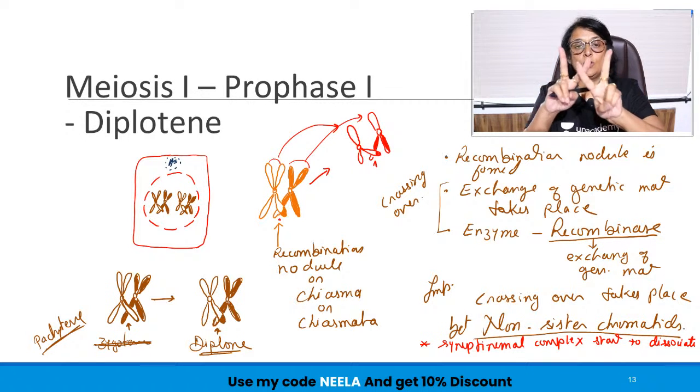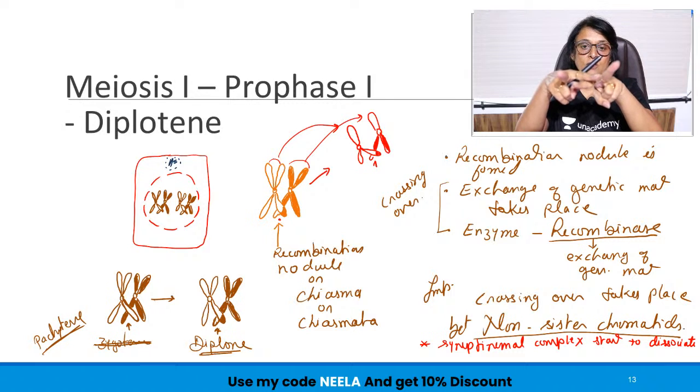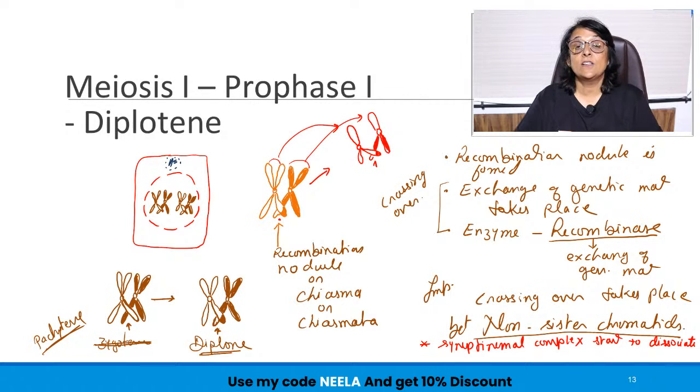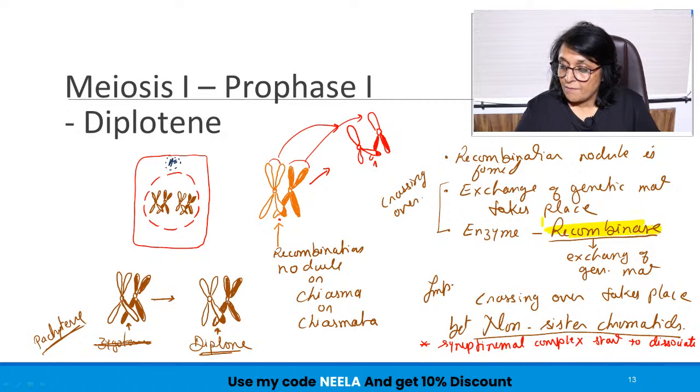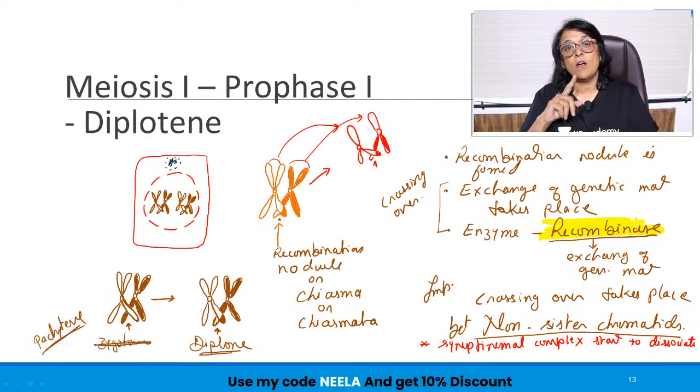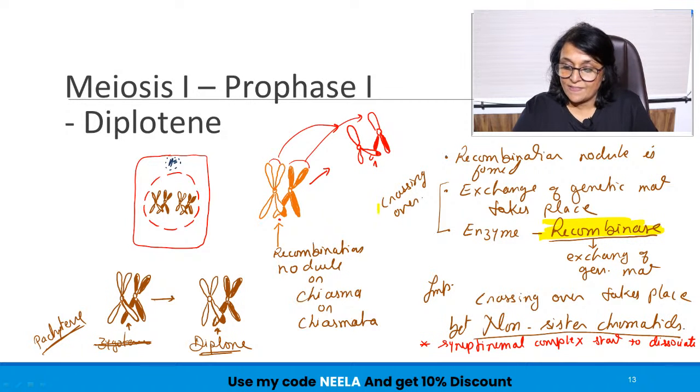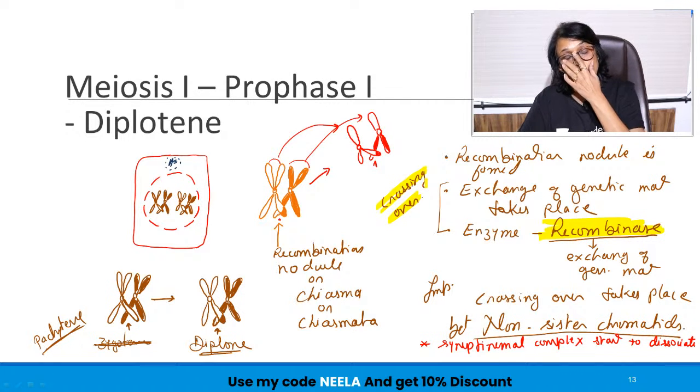Now the cross which was visible, these 2 non-sister chromatids actually fuse. That is called recombination nodule. So recombination nodule is formed, with the help of an enzyme, recombinase. And when this recombination nodule is formed, exchange of genetic material takes place, and this complete process is known as crossing over. So this takes place here.